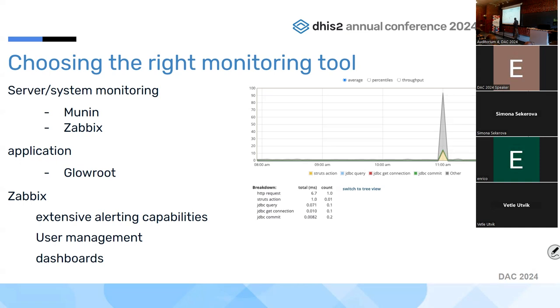Yeah. So the choice between Zabbix and Munin. Munin is simple. Setting it up is very simple and it gets the job done. It has all the graphs that you need. But if you want extensive capabilities, alerting, user management, dashboards, then Zabbix is a better tool to use. But again, it comes with its own complexities. It's difficult to set up.